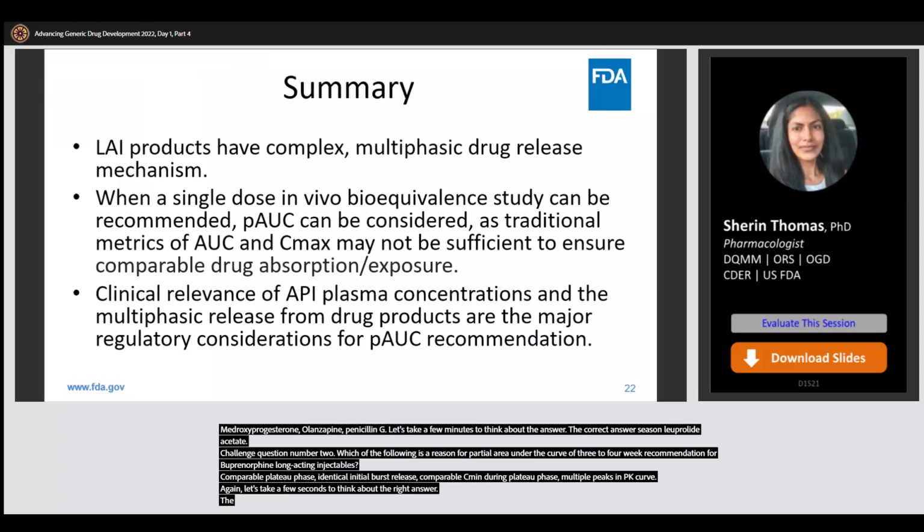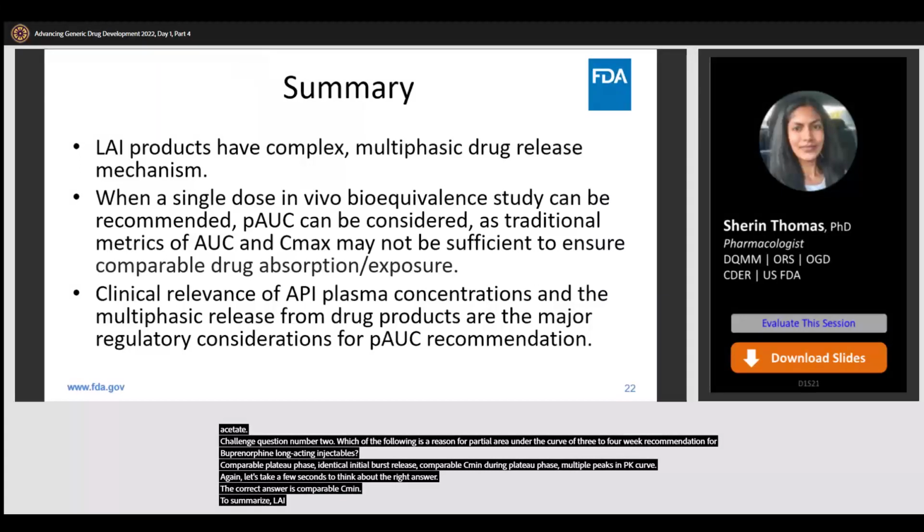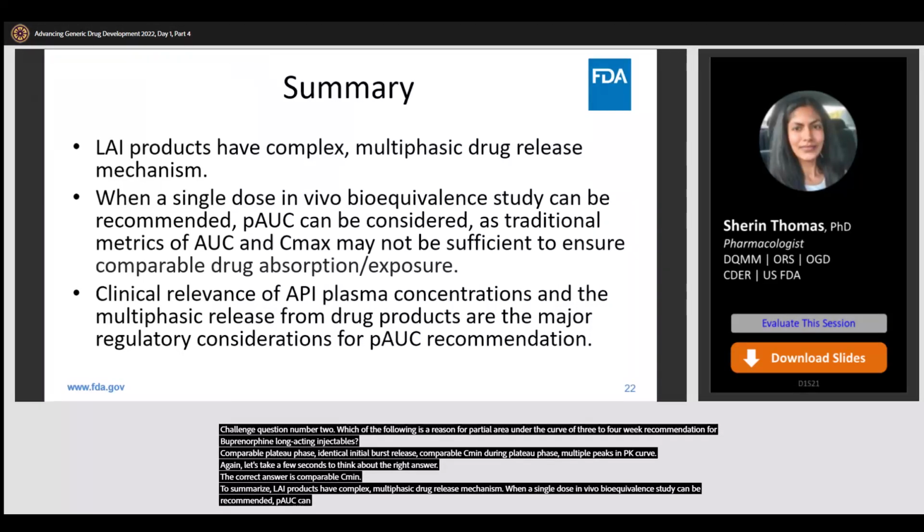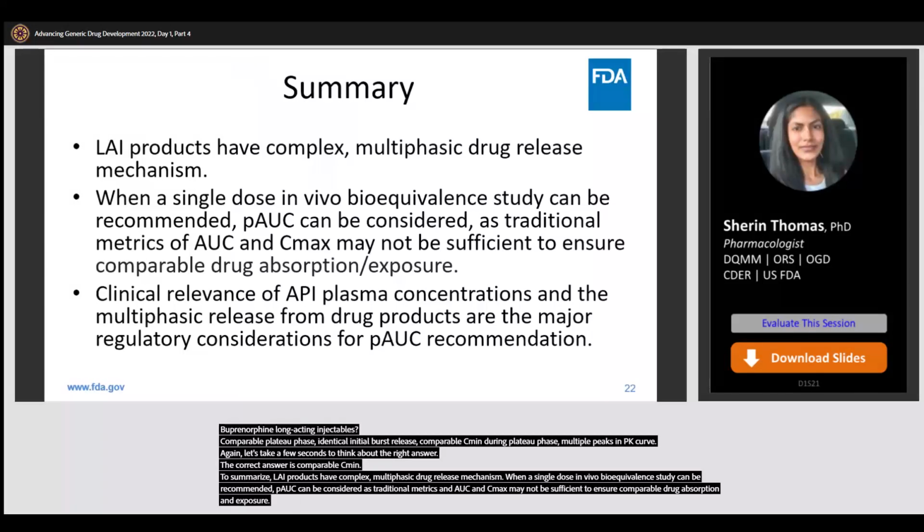To summarize, long-acting injectable products have a complex multiphasic drug release mechanism. When a single-dose in vivo BE study can be recommended, partial area under the curve can be considered, as traditional metrics of AUC and Cmax may not be sufficient to ensure comparable drug absorption and exposure. Clinical relevance of API plasma concentration and the multiphasic release from drug products are the major regulatory considerations for partial area under the curve recommendation.